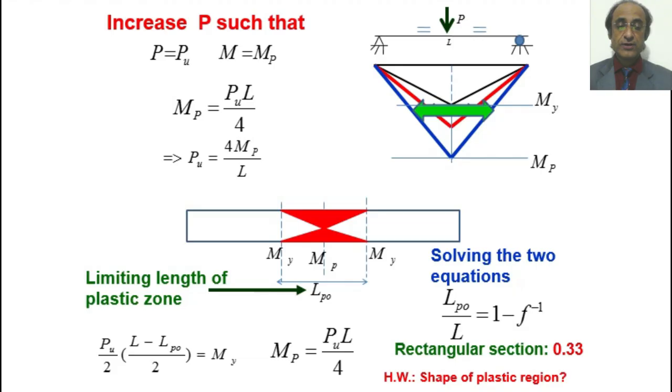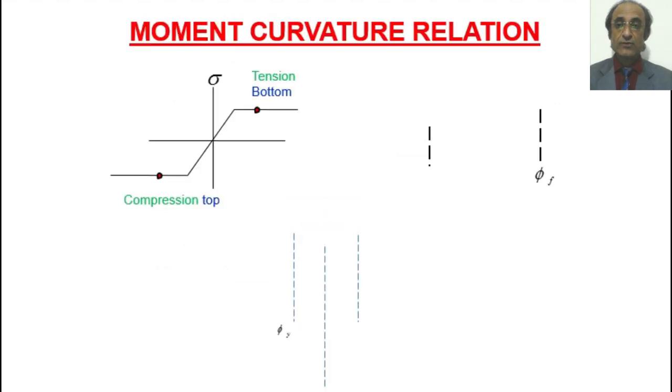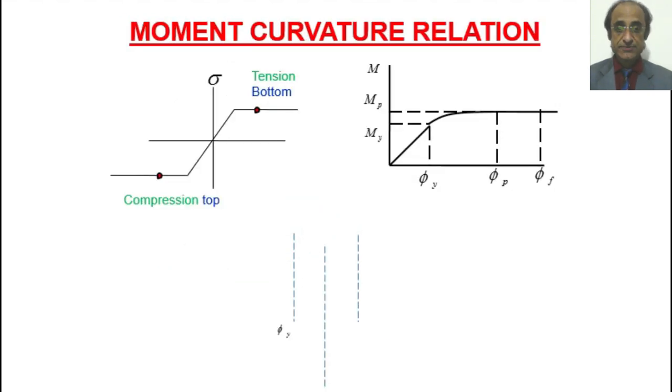Now it's your homework. Try to find out the shape of this curve along the length of the beam. Is it linear, or does it follow some other non-linear equation? Now we have already derived the moment curvature relationships. It must be noted that even if the section reaches the fully plastic curvature, it does not fail or rupture. This is because the material is assumed to be highly ductile.